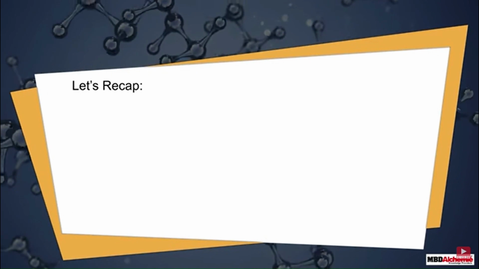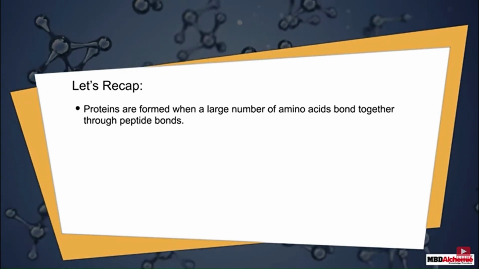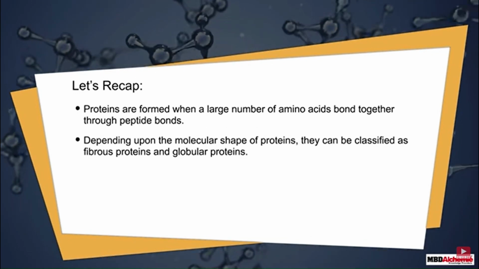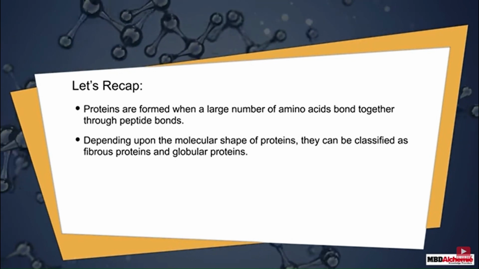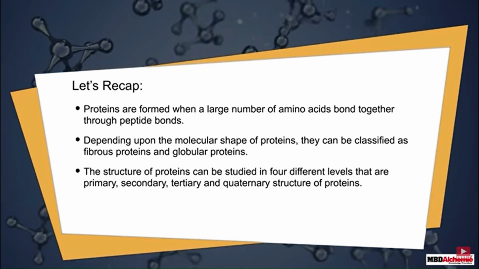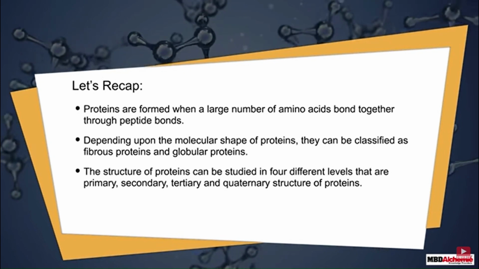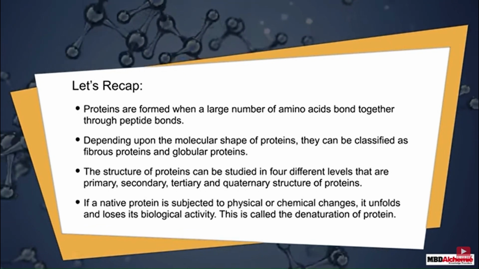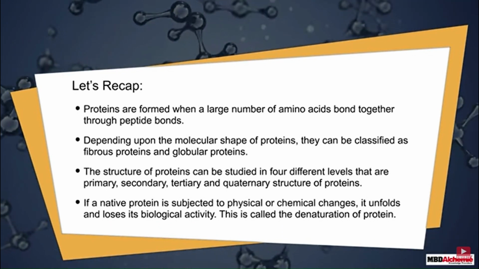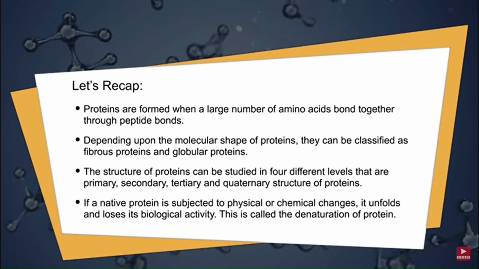Let's recap. Proteins are formed when a large number of amino acids bond together through peptide bonds. Depending upon the molecular shape of proteins, they can be classified as fibrous proteins and globular proteins. The structure of proteins can be studied in 4 different levels, that are primary, secondary, tertiary and quaternary structure of proteins. If a native protein is subjected to physical or chemical changes, it unfolds and loses its biological activity. This is called the denaturation of protein.